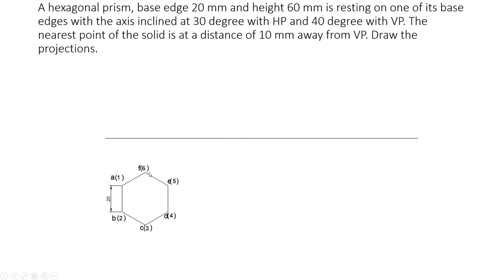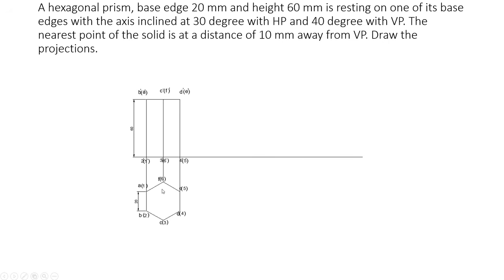The base is invisible in the top view, so those points will be invisible in the top view, and we write them inside brackets. Now first you project all these points to the reference line, and since the height of the object is 60 mm, you mark the height of the object 60 mm like this and draw the front view like this.